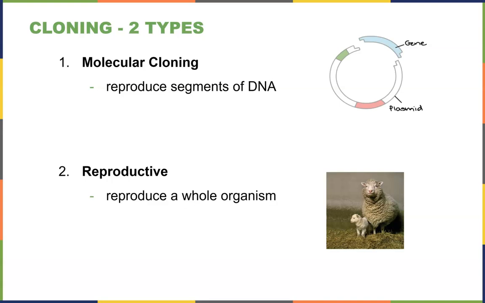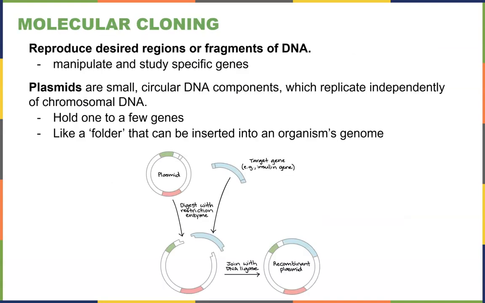All right, cloning. There's 2 types of cloning. Molecular cloning, which is just cloning a segment, and then reproductive cloning, which is cloning a whole organism. So this is a little Dolly the sheep here. So let's take a look. Molecular cloning is used to reproduce desired regions or fragments of DNA. So they manipulate and study specific genes.